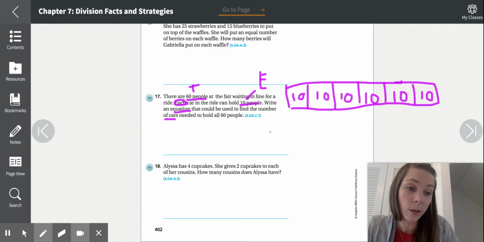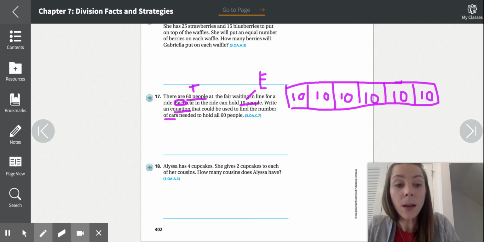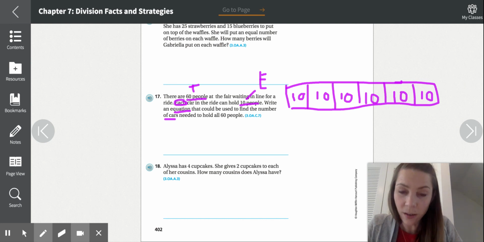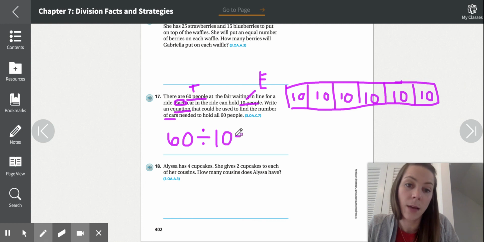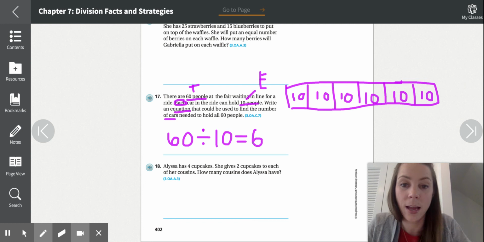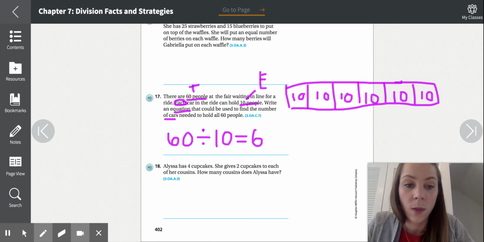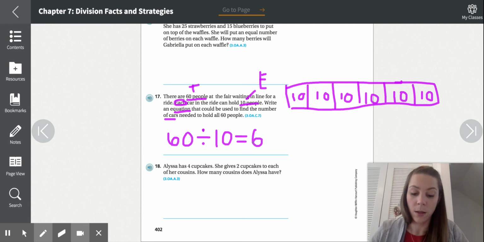So there's a couple different equations you could do here. The main one that we've learned in this chapter is to take this 60 and divide it by how many in each. And that would give you 6. So that would be the equation that would be the best answer here.